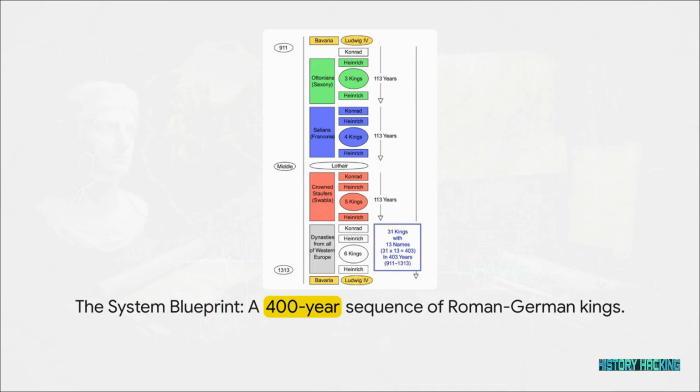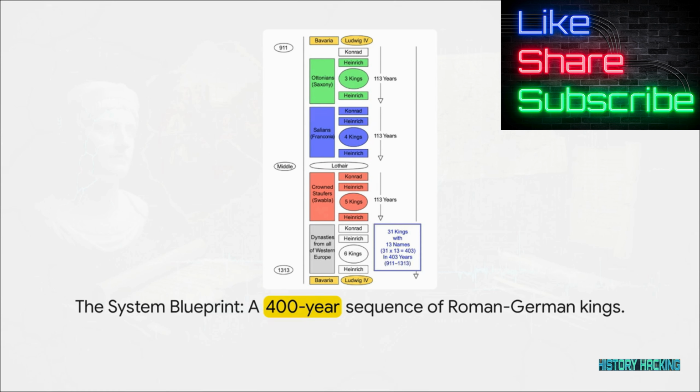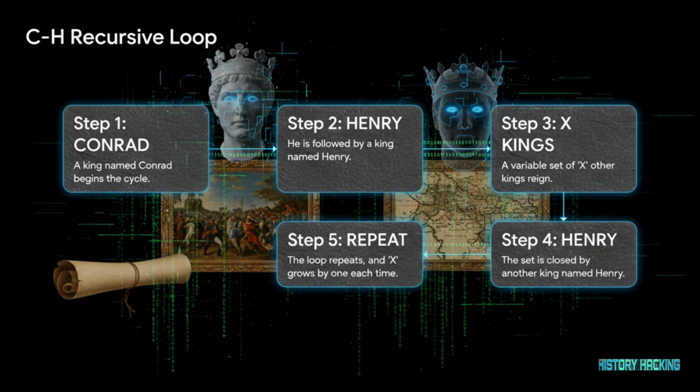Now, I know at first glance it just looks like a complicated family tree, but look closer. What you're actually seeing is a highly structured, almost engineered sequence of kings. So let's dive in and break down the first subroutine in this program. Here's the core logic, and this is wild. It's what programmers would call a recursive loop.